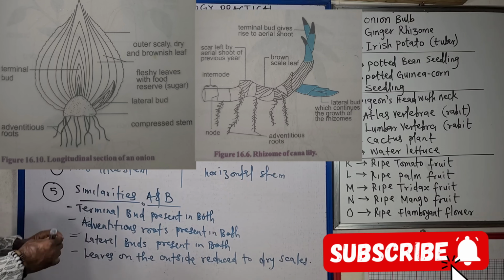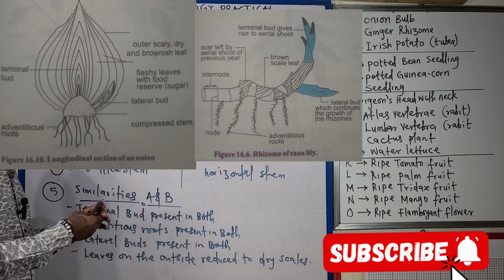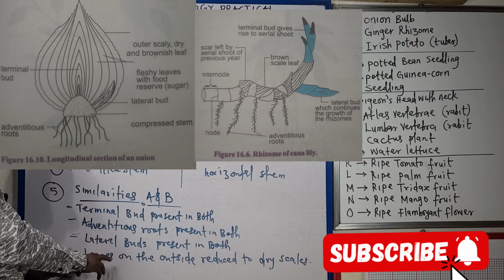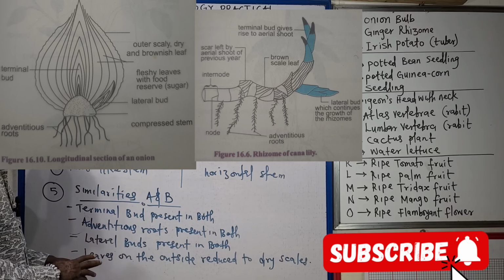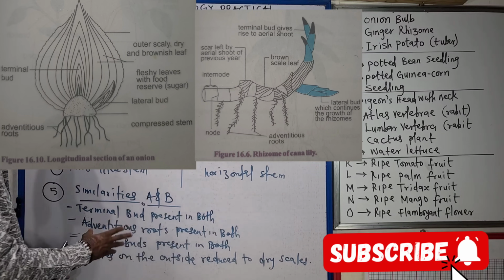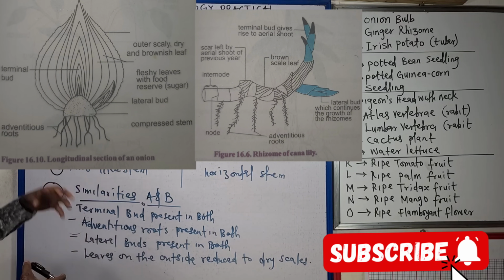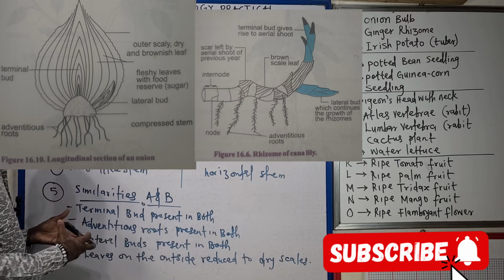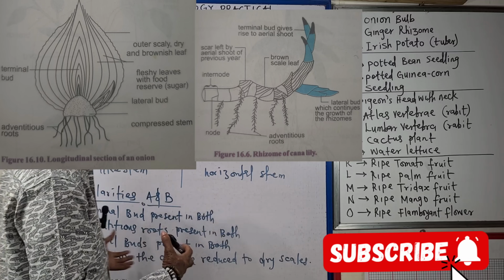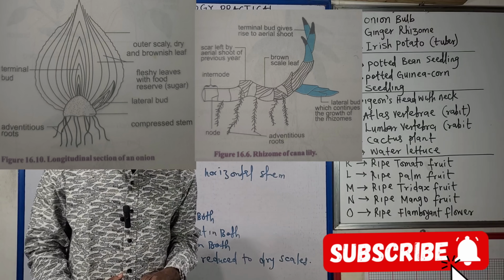Leaves on the outside are reduced to dry scales. That's the outermost layer. You can see it's going to be a brownish, pinkish scale in the case of onion, and in the ginger, it's a brownish scale. That is the outermost layer. That's the leaves on the outside reduced to dry scale. So those are the similarities, or what we say the 3 parts common to A and B. We've listed 4. You can just pick any 3. So that ends question 5.